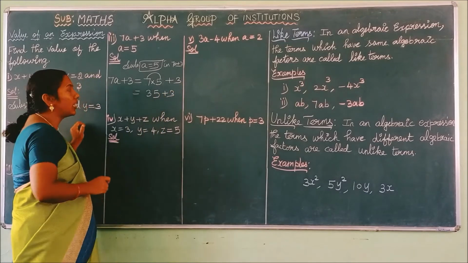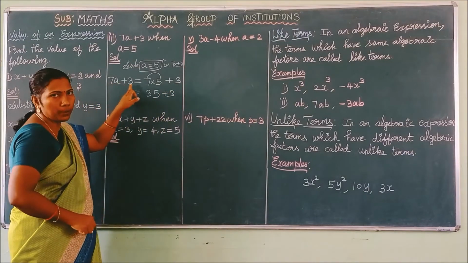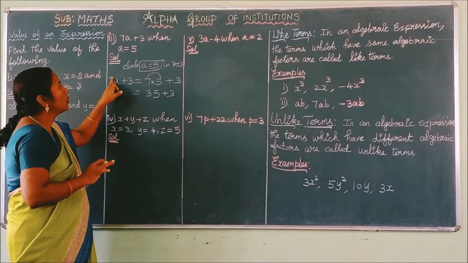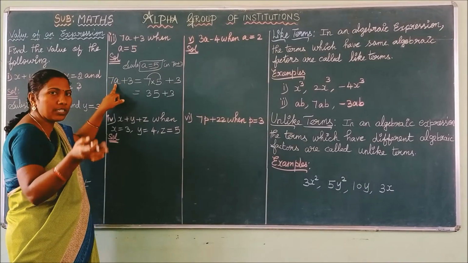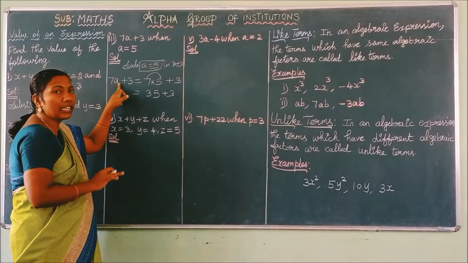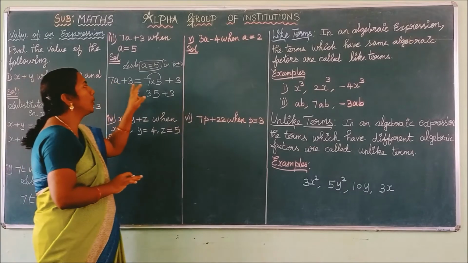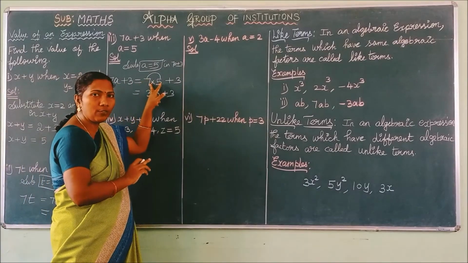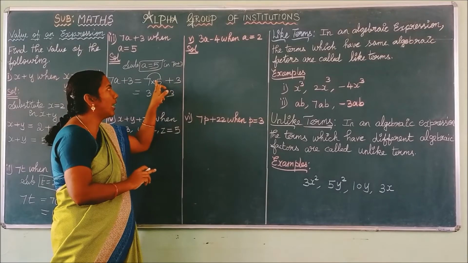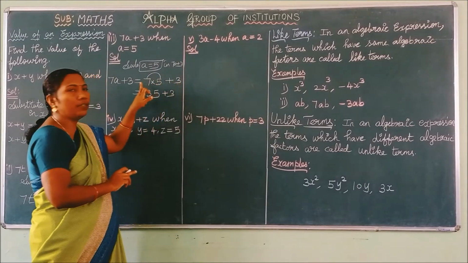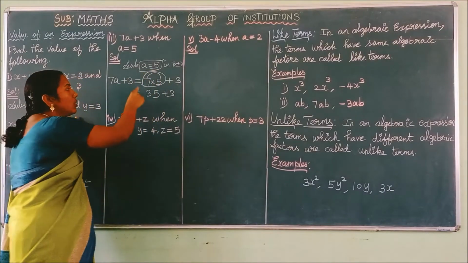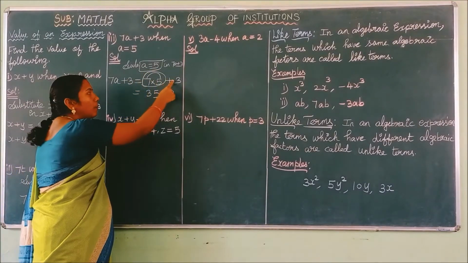Do you understand, children? The given expression is 7a plus 3. The given value of a is 5. So instead of a, you substitute its given value 5. The operation between 7 and a is multiplication. So you first multiply the two values and then add. Don't add the 5 with 3 and then multiply with 7. First you have to multiply these two numbers. So 7 into 5, 35, plus 3.